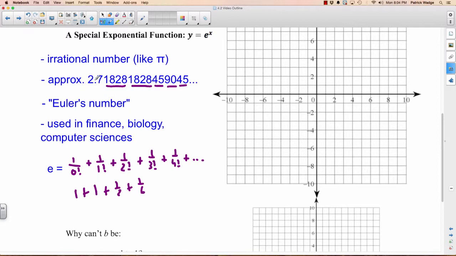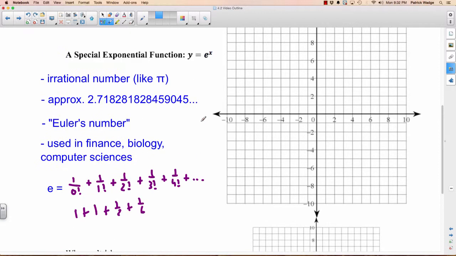Like if we did 1 or 2 more, you'd be very, very close to this. Pretty crazy that works. So let's show you how quickly we could get a sense of what this graph looks like. Let's make an x and y table. Let's just put 0 and 1 in there.